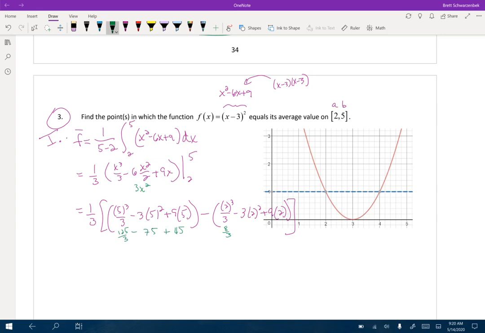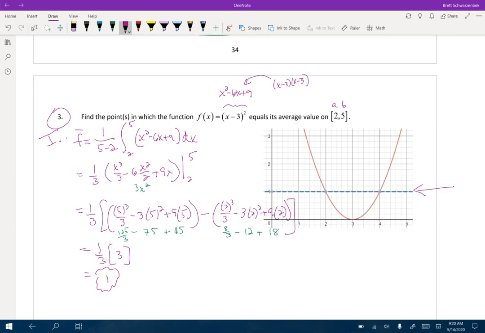8/3 minus 12 plus 18, it looks like. Yep. And in the end, when we do all of this math, we get 1/3 of, believe it or not, just 3. I know that sounds crazy, but we actually get 3. Okay, so the average value of the function is now located at y equals 1.